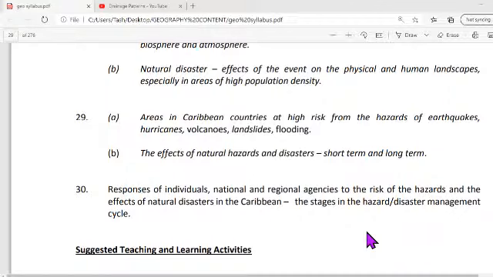Yeah. So responses of individuals, national and regional agencies to the risk of the hazards and the effects of natural disasters. So how is it that individuals respond to these disasters? Let me ask first. How is it that we respond to a hurricane? What is it that we do as Caribbean people?